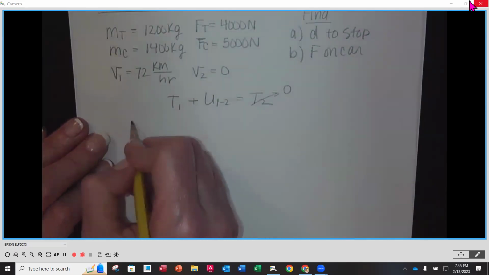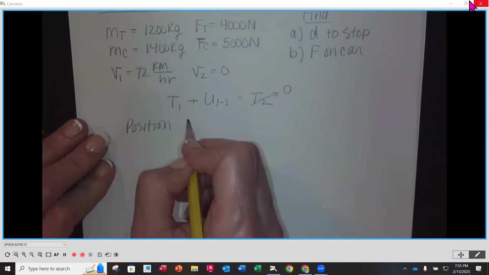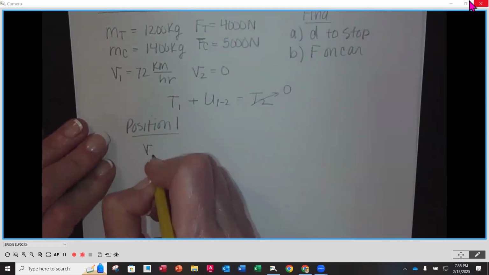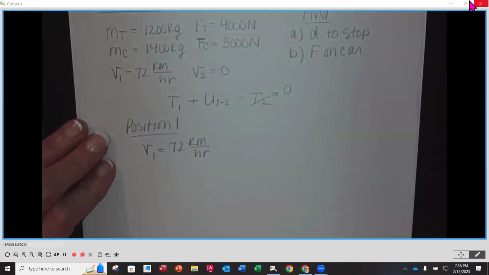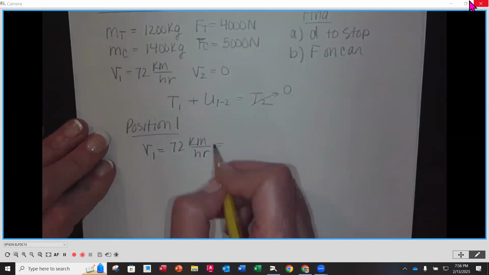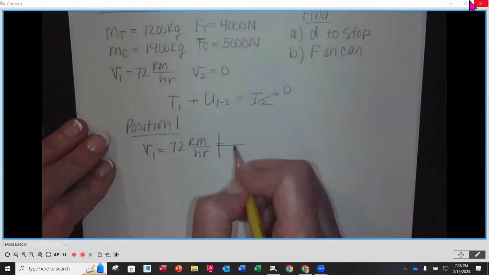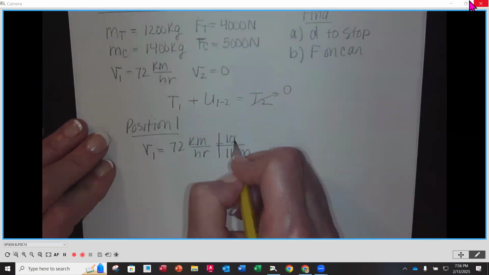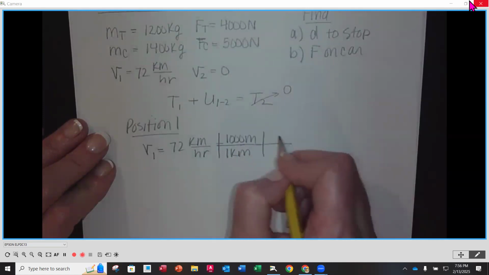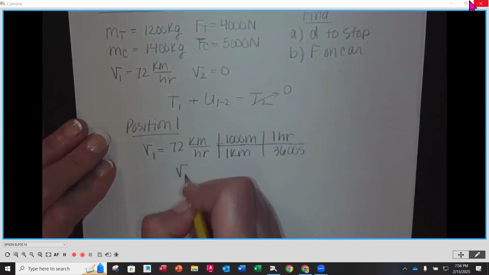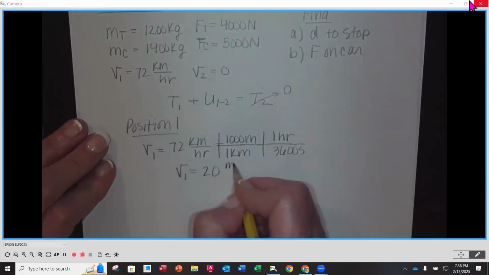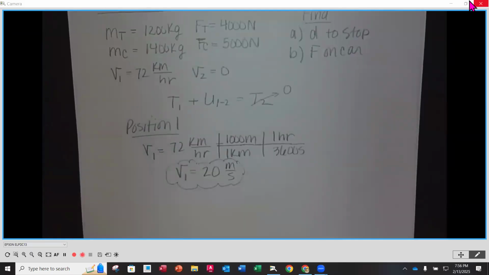So for position 1, we can say velocity 1 is equal to 72 kilometers per hour, and we need to convert that to meters per second. So if you convert, 1 kilometer is 1,000 meters, 1 hour is 3,600 seconds. So our V1 should be 20 meters per second. And then we know V2 is going to be equal to 0.